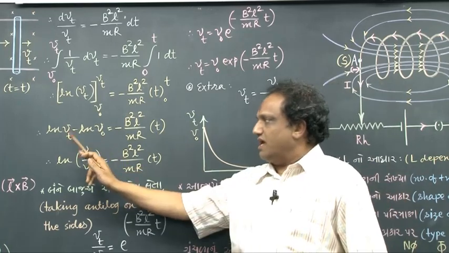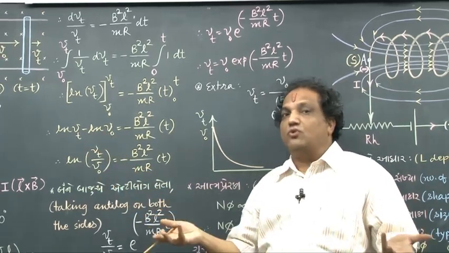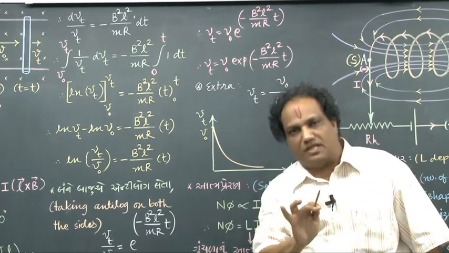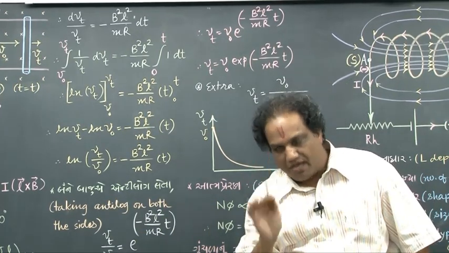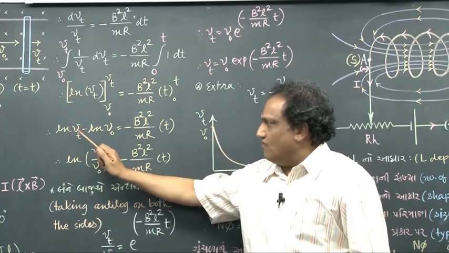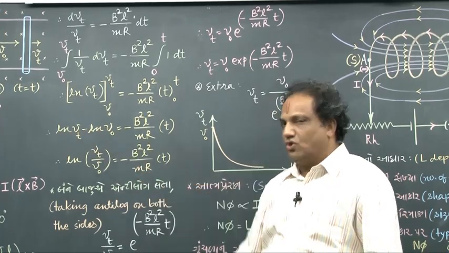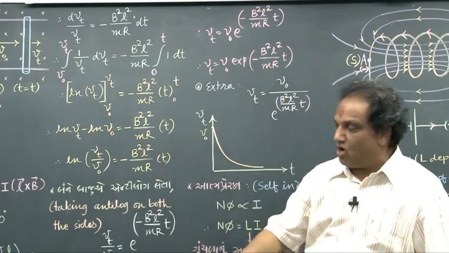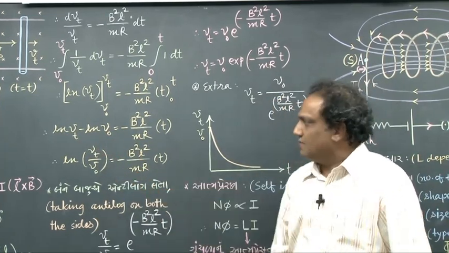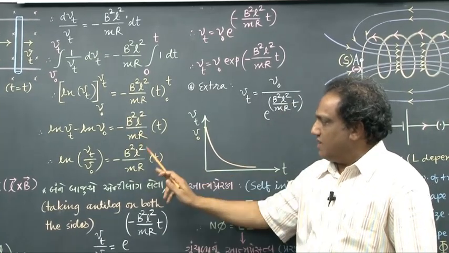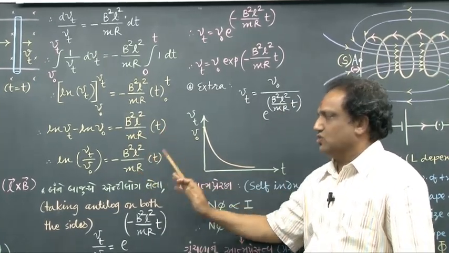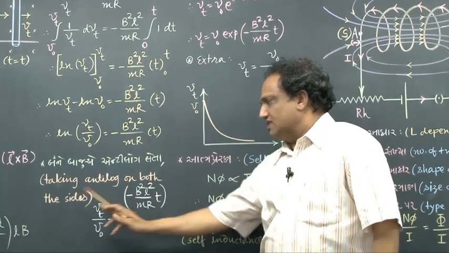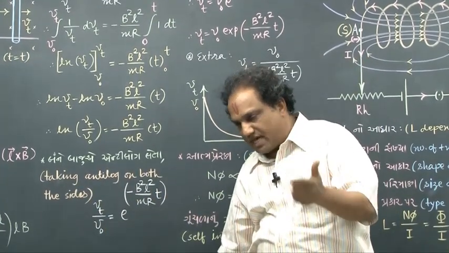Now log A minus log B you are going to write according to the rule of logarithm: log A minus log B is nothing but log of A upon B. Similarly, natural log of Vt minus natural log of V0 will be natural log of Vt upon V0. Minus B square L square upon mR as it is, into t also as it is. And now taking anti-log on both the sides.